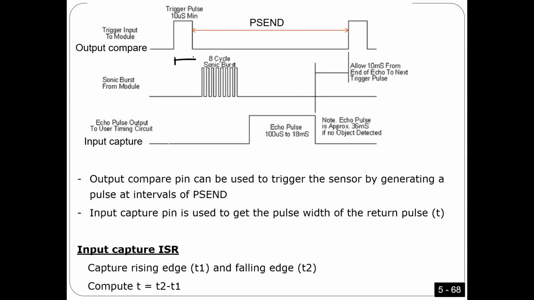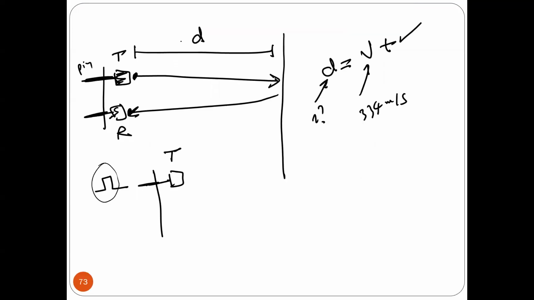This pulse should be 10 microseconds minimum. So this is just one pin. Every time you generate a pulse, you trigger the transmitter to transmit the signal. Not only that, the receiver here, once the transmitter transmits the signal, is going to pull this pin high.